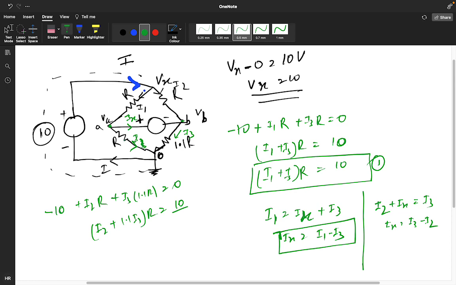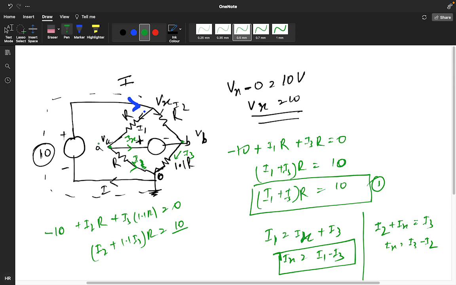So first, what we did: we assumed that the Vx value is 10, and we got the value of Vx equals 10. We applied KVL in this part, I1 R, and this particular current is I3. This is your I4. Let's see, we have to assume the different currents.